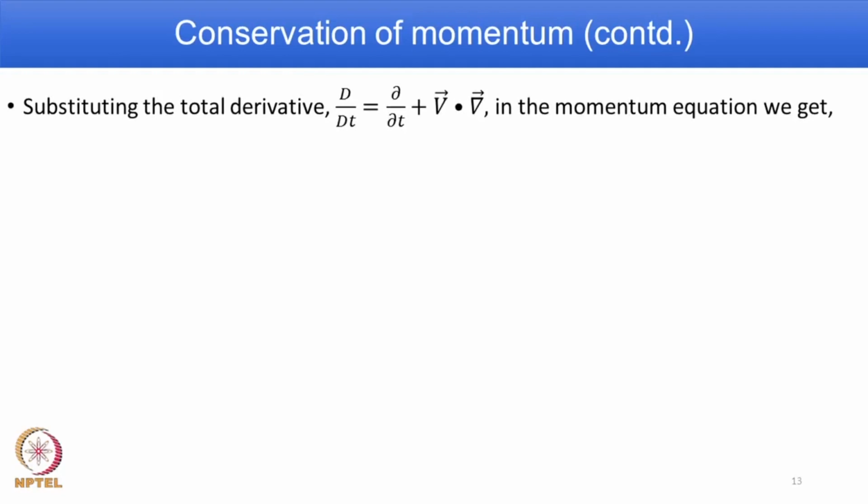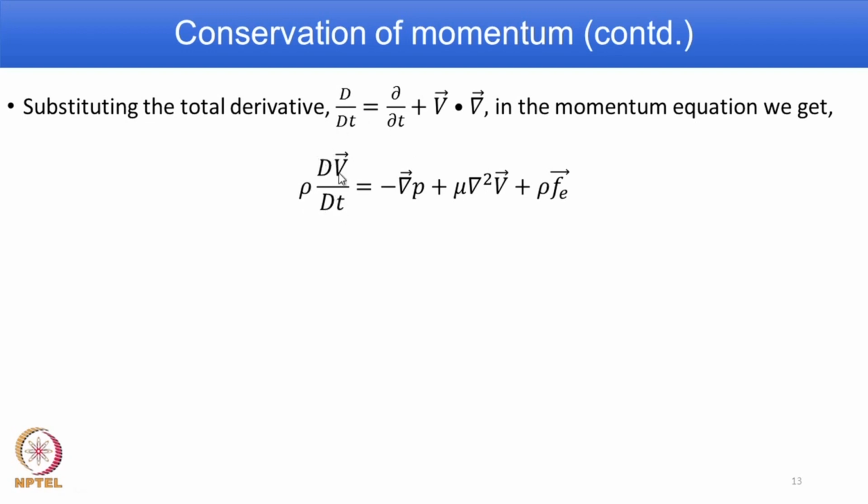We have already seen in the first class a review. We have seen the total derivative, which is capital D by Dt equal to the time derivative, dou by dou t, plus v dot del. So, if you substitute the definition of material derivative or substantial derivative, the total derivative, in the momentum equation, then it is rewritten as given here.